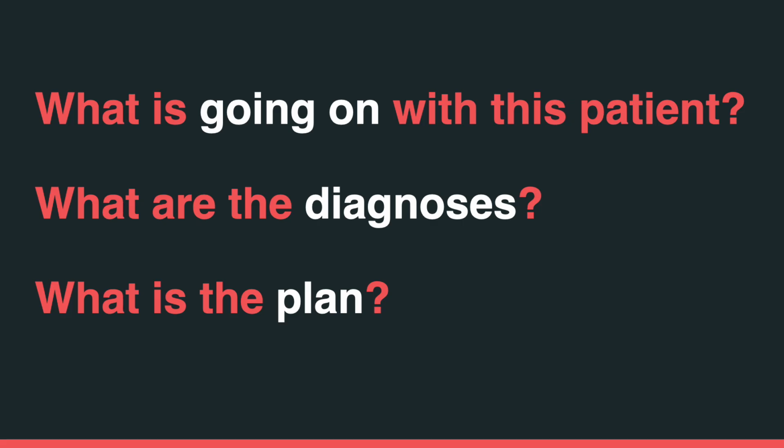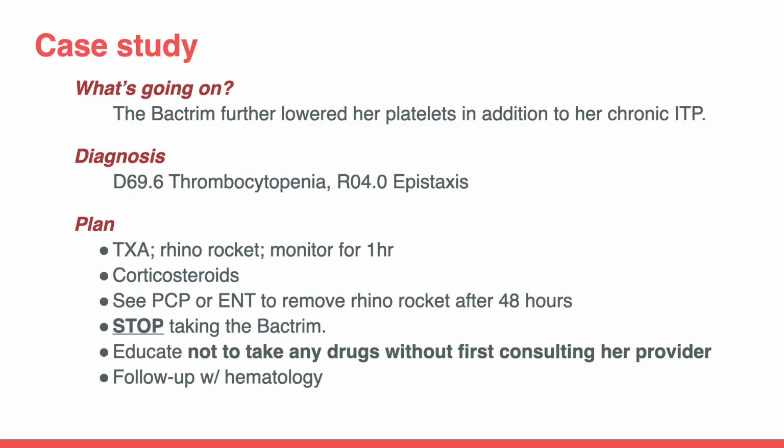So what's going on with this patient? Well, she mentioned that Bactrim. What do we think the diagnosis might be? And what's our plan for her? That Bactrim further lowered her platelets in addition to the chronic ITP that she had. So we're looking at thrombocytopenia and epistaxis and even some pancytopenia. A person with ITP needs to be cautious about the meds that they take because various meds can interact with platelet levels even further, and Bactrim's one of them.